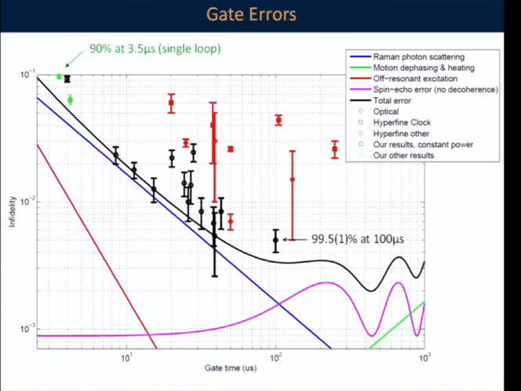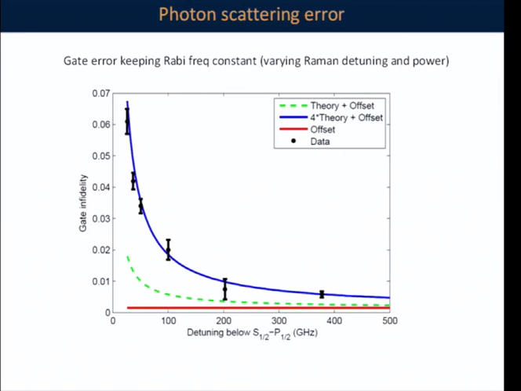So I have one confession to make here, which is that this photon scattering error here, which we thought we understood, came out slightly wrong. And so we did another experiment to check this. So we looked at the gate fidelity. Instead of keeping the Raman lasers at constant power, we kept the Rabi frequency constant and changed the Raman detuning and varied the power, so we kept the Rabi frequency constant. And this way, everything stays exactly the same in the gate sequence and the gate detuning and so on.